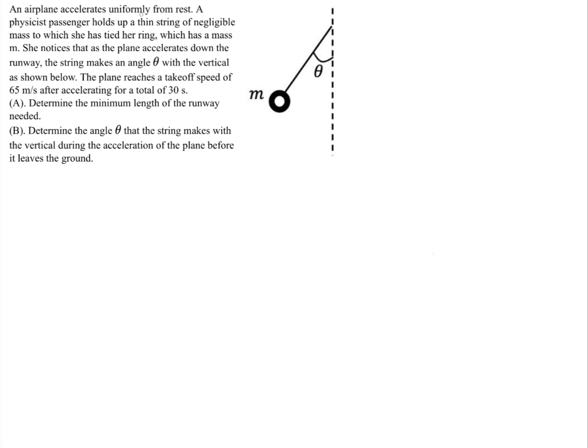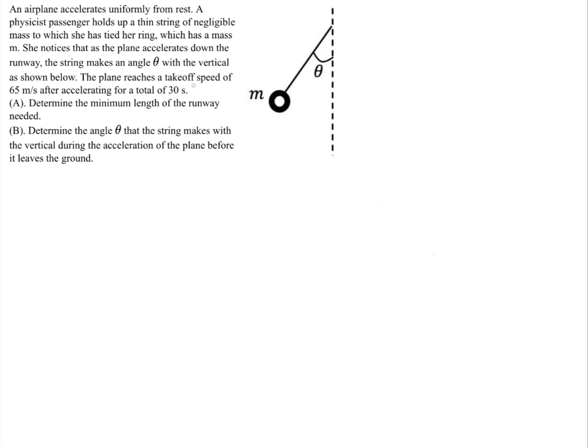An airplane accelerates uniformly from rest. A physicist passenger holds up a thin string of negligible mass, to which she has tied her ring, which has a mass m. She notices that as the plane accelerates down the runway, the string makes an angle theta with the vertical, as shown over here.